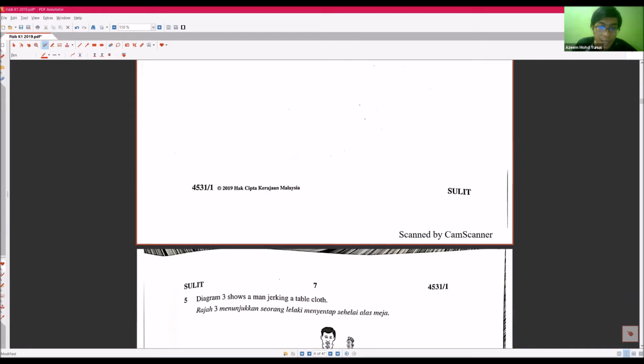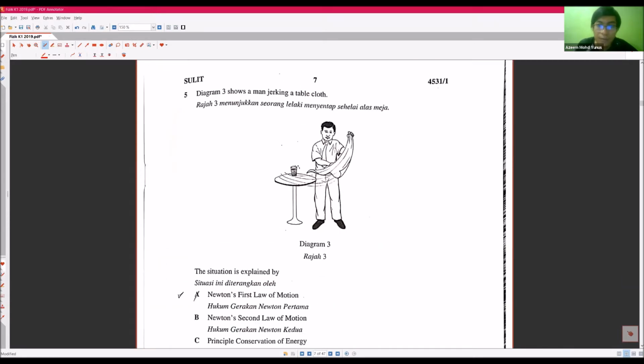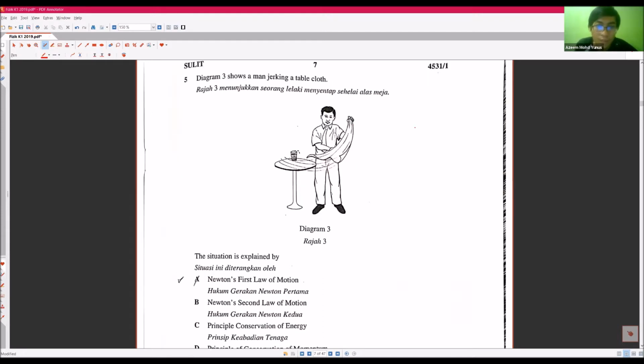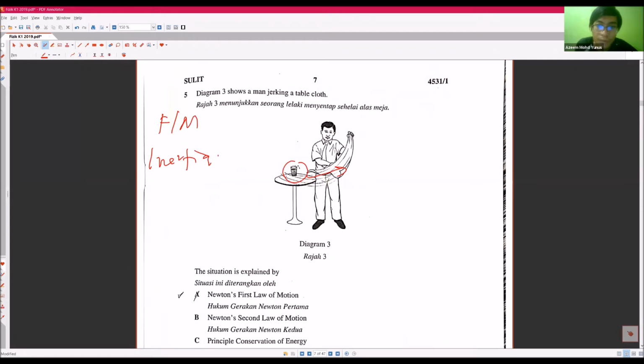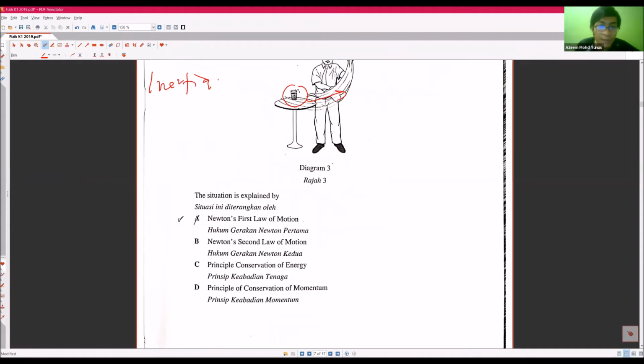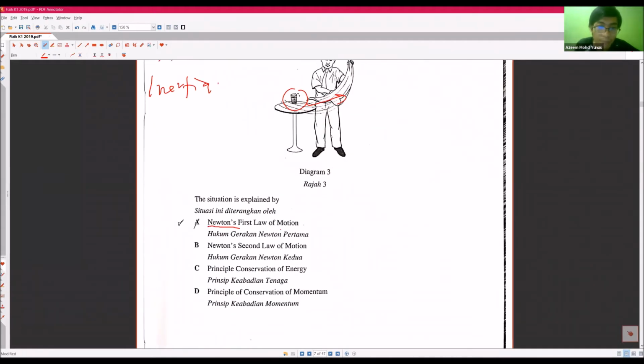Diagram 3 shows a man jerking a tablecloth. The situation is explained by, basically, a typical situation involving inertia. What happened is that this glass over here doesn't follow the tablecloth. The glass stays on the table due to inertia, the tendency of an object to remain at rest or moving with constant velocity. So which of Newton's laws describes inertia? It's basically Newton's first law of motion.